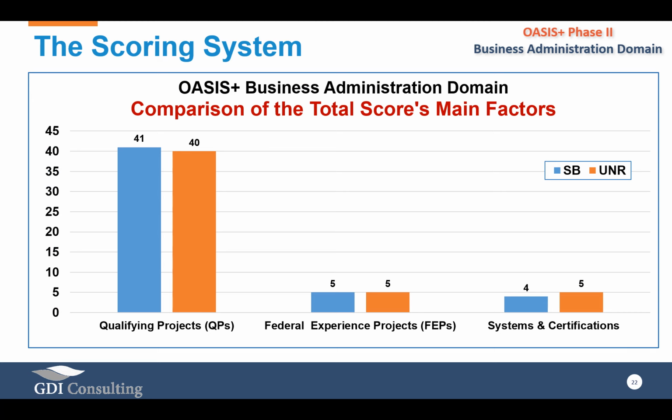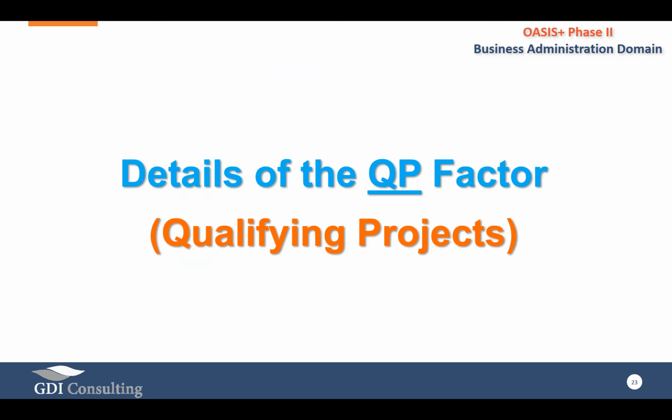Now, I'm going to go through each of these main factors and their subfactors. Each of them have their own subfactors, so you can understand how this scoring is built. Throughout, when I show you any graphics, blue is always a small business and orange is the unrestricted. So that's how it's going to work out. Let's start with the QP factor, which is the most important part, the qualifying projects.